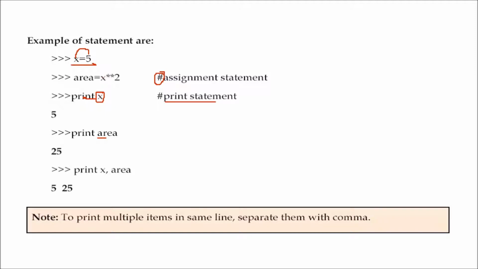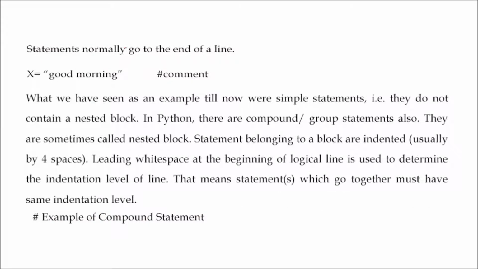So x to the power 5, 5 to the power 5 square is 25. print x comma area, you want to print 2 values at once. You can separate them by the comma. So statements normally go to the end of the line.